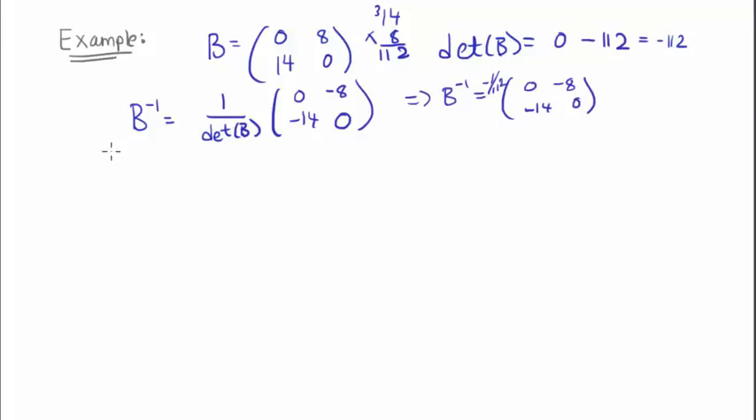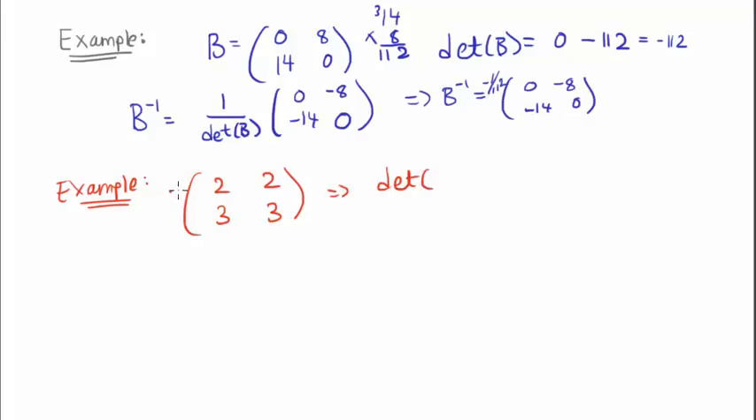Okay, now let's do another example. This will be the last one. Let's say I have 2, 2, 3, 3. I don't know, something like this. What's the determinant now? Well, the determinant of this matrix G, whatever. Determinant of G is 2 times 3, right? So that's 6, minus 2 times 3, which is 6. So 0. No problem, right?